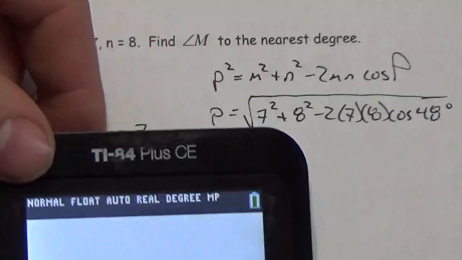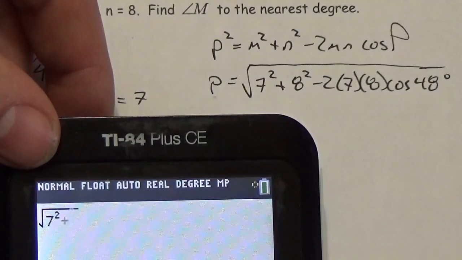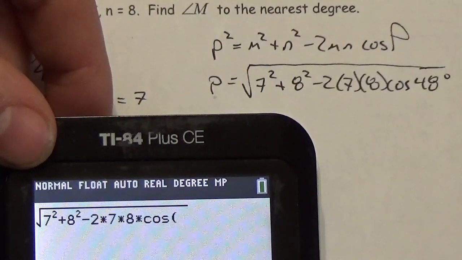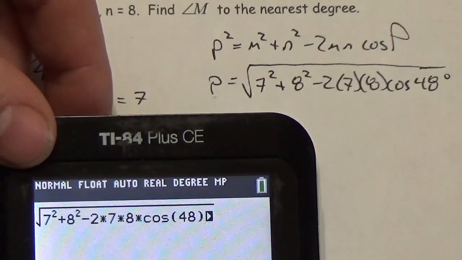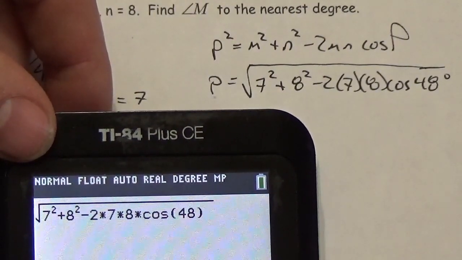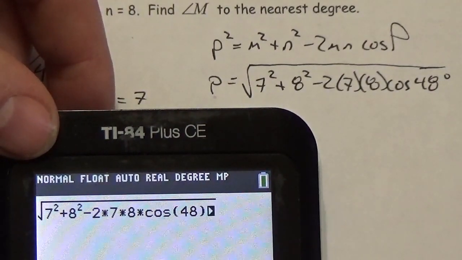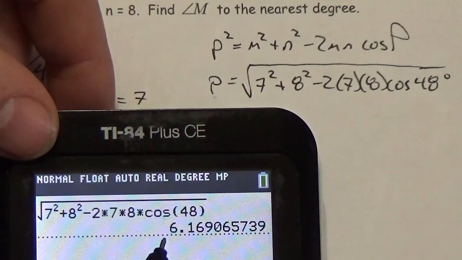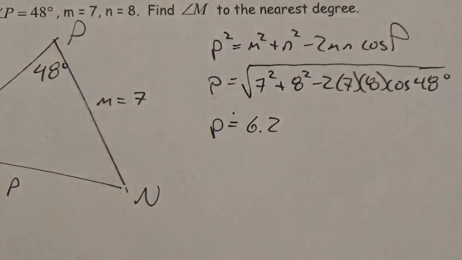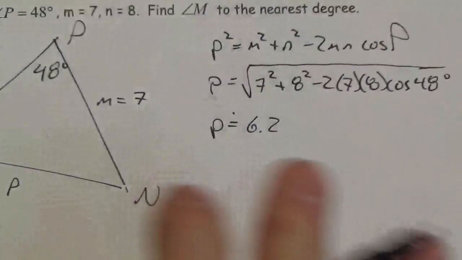And we will get, make sure I can see all of that, so the square root of 7 squared plus 8 squared minus 2 times 7 times 8 times the cosine of 48. And again, just to remind you, I really do recommend that you do this all in one step. It does introduce the possibility that people do this in the wrong order if they try to do it in pieces here. Press enter, and I get roughly 6.2, okay? Roughly 6.2. Now, when I use that to find angle M here, I'm going to use this whole decimal. But for right now, just write down that 6.2.